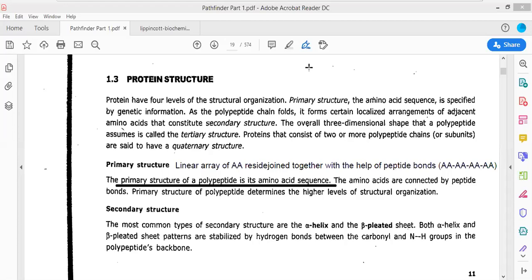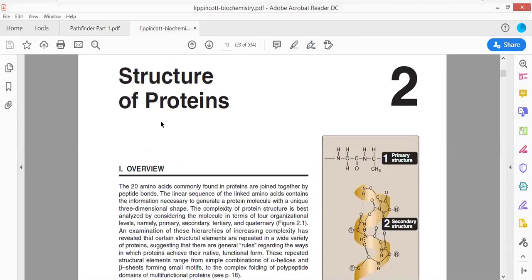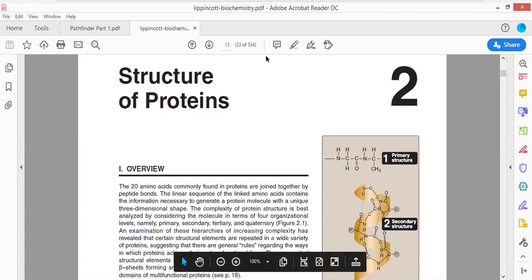Now we have to see how these polypeptides fold over themselves. So we are going to see that from Lippincott. I'm sharing Lippincott with you all. This is Lippincott. You are going to visualize this particular screen, and see there are 20 amino acids that are going to linearly form the structure of the protein.